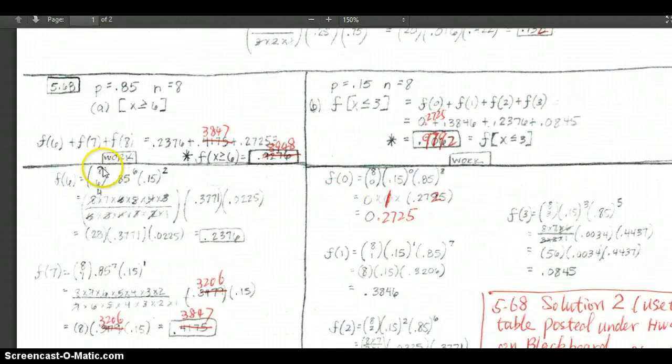So n choose x, so 8 choose 6, times p, 0.85, that's the probability of Rh positive, raised to 6, and 0.15, that's the probability of Rh negative, squared. So we simplify it, use a calculator, and we find 0.2376.